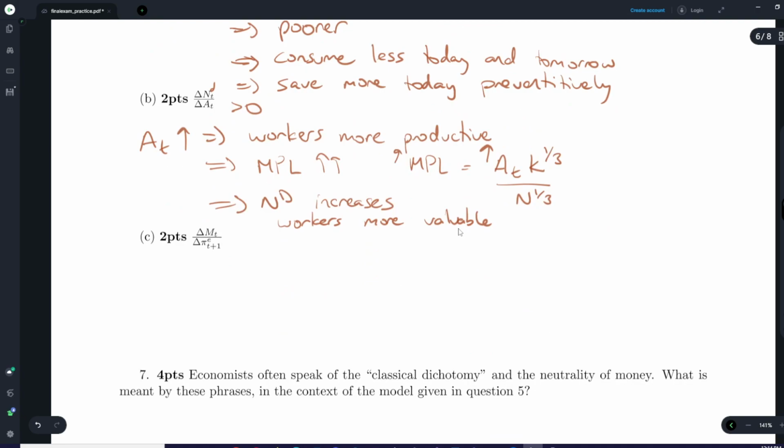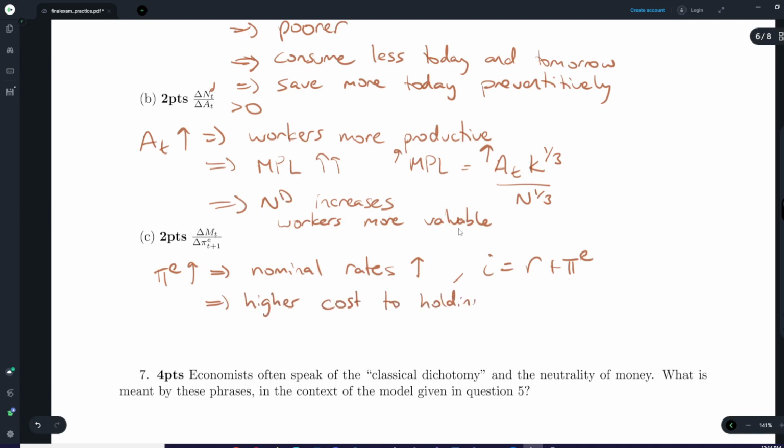Here we're talking about inflation expectations. Inflation expectations go up. It means that nominal rates go up, right? Remember that the nominal rate is the real rate plus expected inflation. So if we expect inflation to go up, nominal rates are going to be higher. That means there's a higher cost to holding money, because you are foregoing the interest, right? If you hold money, by definition, you do not earn interest. So that means there is going to be less M_t^d, right? So this here is negative. If you expect inflation, you don't want to be sitting on money because money will be rotting in your pocket.